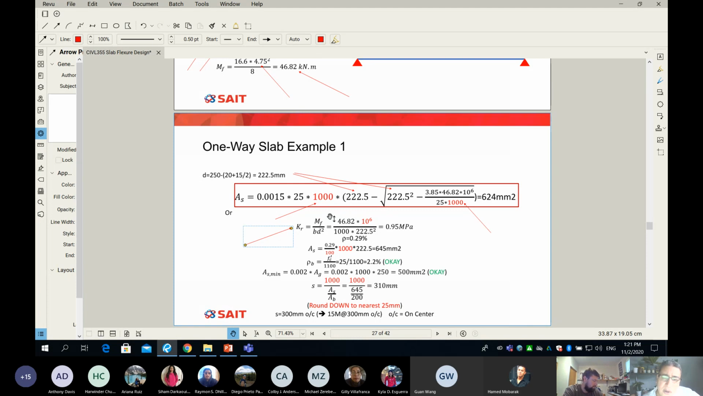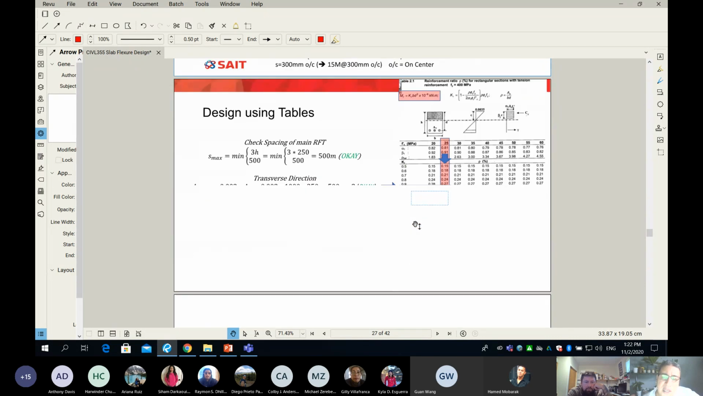Very simple. So what is my moment? It is this moment, 46. But remember, you have to multiply by 10 to the power 6 for the units. And then you divide by the width of the beam, which is 1000, and then the depth squared, so you get 0.95 MPa. What's next? I'll show you what's next. The answer is in the next slide.